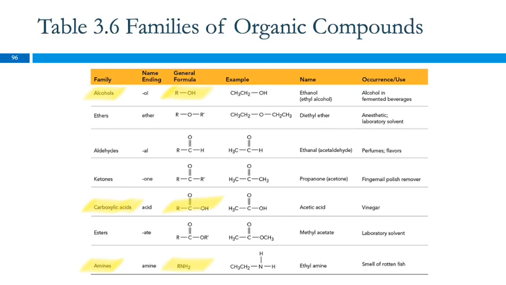If it's got an OH in it, without anything else different, it's an alcohol. If it's got an OH with a double bonded oxygen nearby, it's a carboxylic acid. If it's got a nitrogen, it's an amine. Just kind of getting your feet wet. Amine compounds tend not to smell very good. This one down here is the smell of rotten fish.